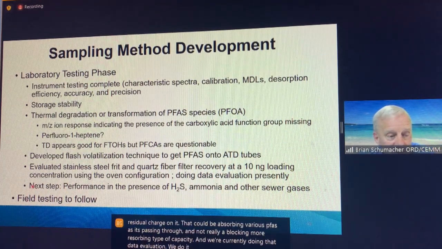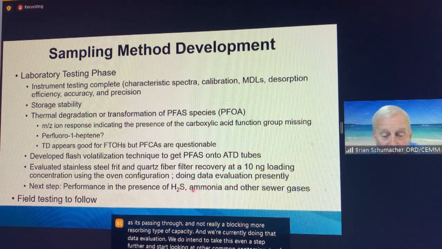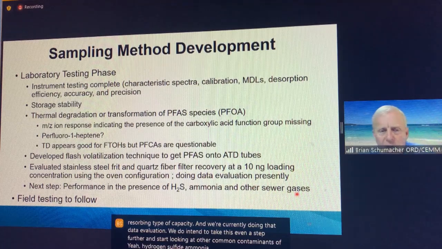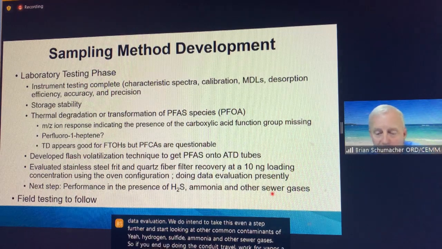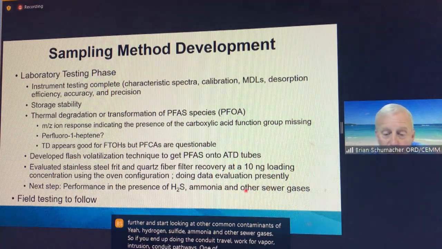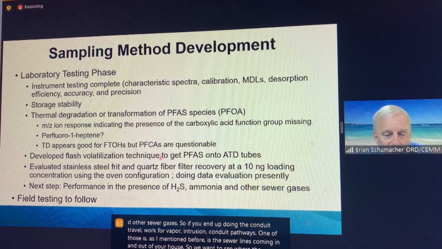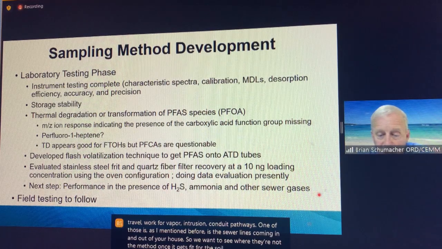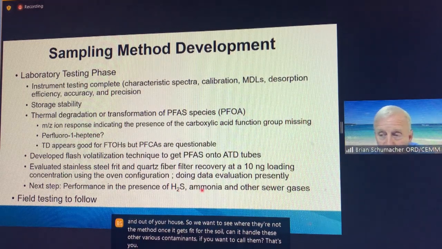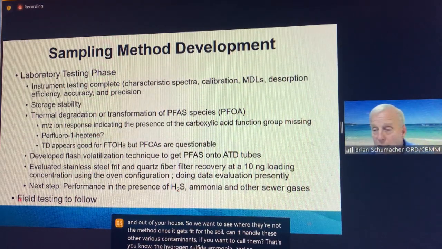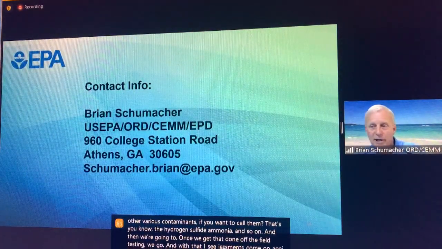We do intend to take this even a step further and start looking at other common contaminants of sulfur, hydrogen sulfide, ammonia, and other sewer gases. If you end up doing the conduit travel work for vapor intrusion, conduit pathways, one of those, as I mentioned before, is the sewer lines coming in and out of your house. So we want to see whether, once the method is fit for the soil, it can handle these other various contaminants, if you want to call them that, the hydrogen sulfide, ammonia, and so on. And then once we get that done, off to field testing we go. And with that, I see Jessamyn's come on to give me the warning, and I'm done.